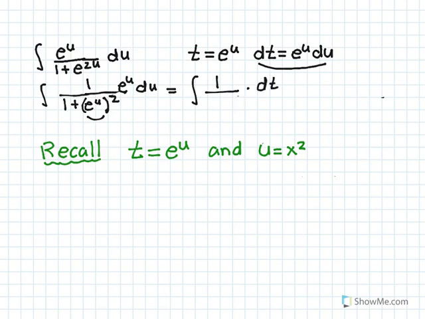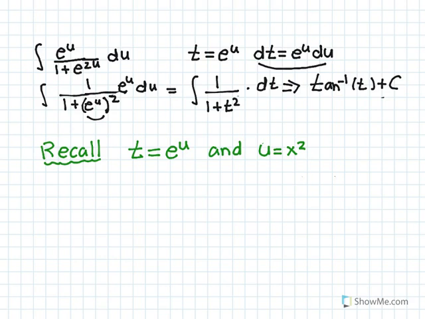Let me write that neater. This is 1 over 1 plus t squared. What is the antiderivative of 1 over 1 plus t squared? Well, that is just arctan of t. So the answer is tan minus 1 of t plus c.